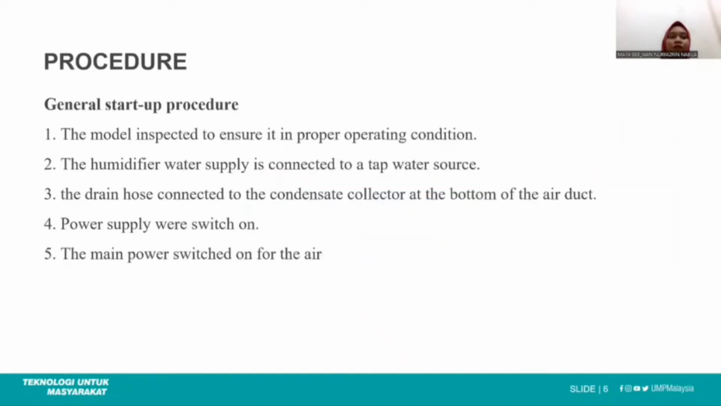The procedure. Before we start our experiment, we need to do the general startup procedure, which has 5 steps in total. The first one, the model is inspected to ensure it is in proper operating condition. The second is that the humidifier water supply is connected to the tap water source. The third is that the drain hose is connected to the condensate collector at the bottom of the air duct. The fourth is that the power supply is switched on. And lastly, make sure the main power is switched on for the air.